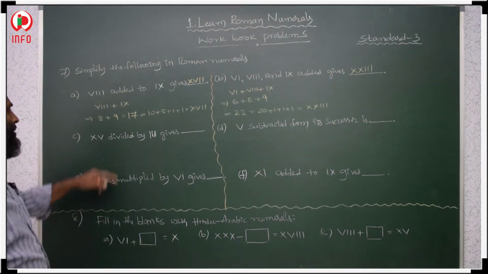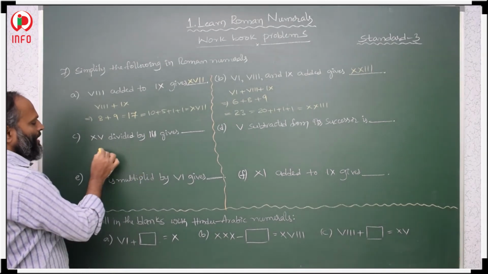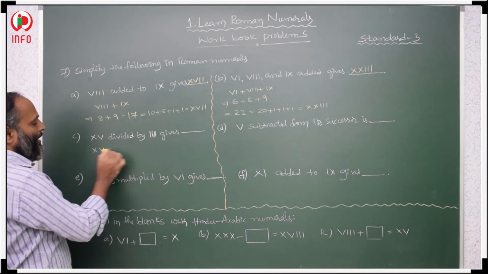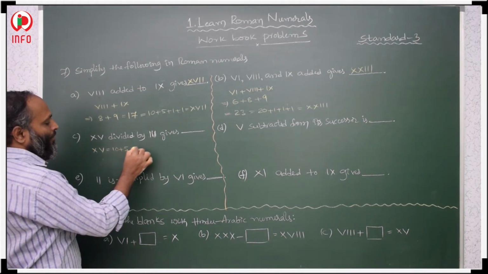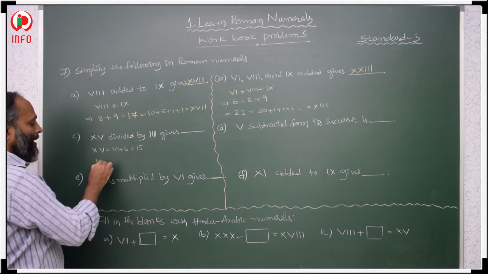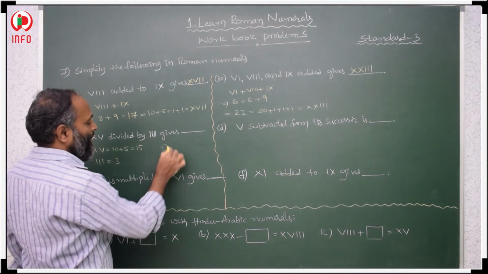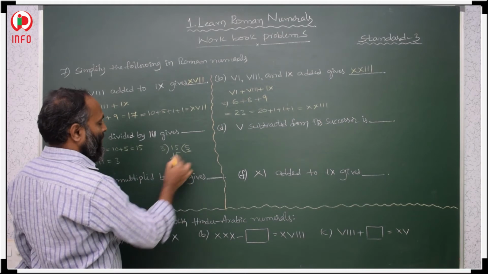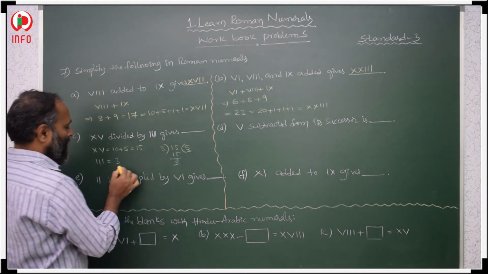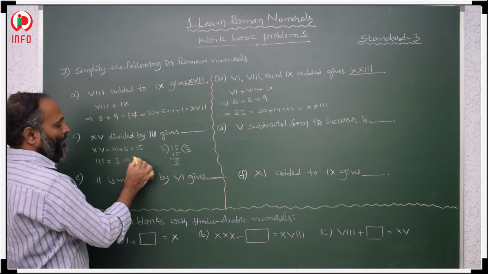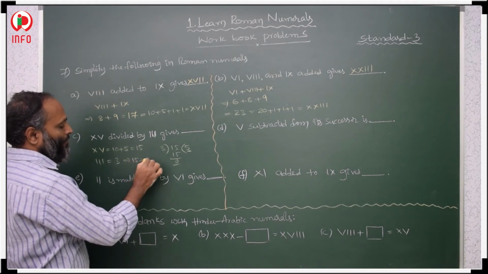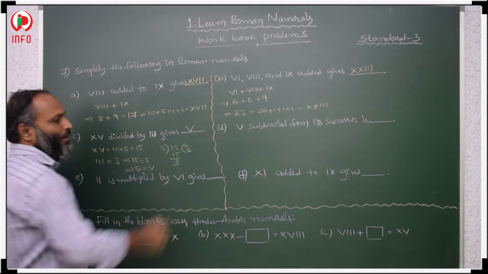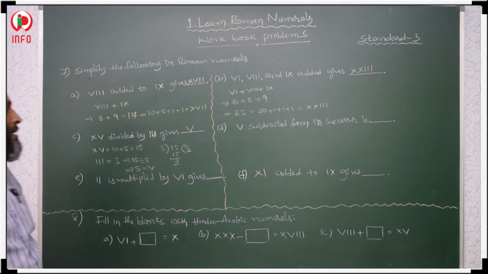Now, XV and III divided. XV is equal to 10 plus 5, 15, and III means 3. Then 3 divides 15. 3 fives are 15. What is the answer here? 5. So if 15 is divided by 3, the answer is 5. 5 means V. The answer here is V.